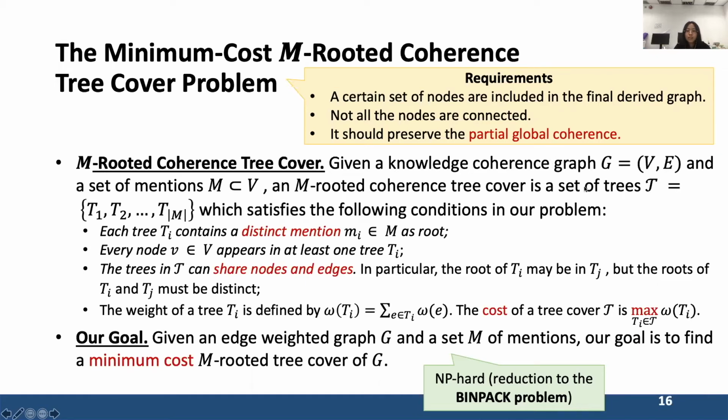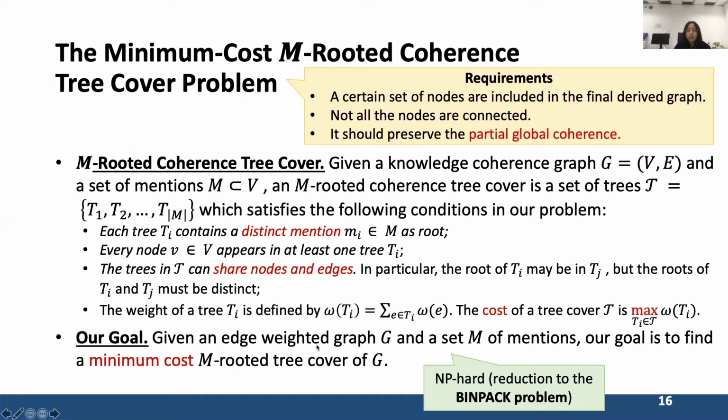To satisfy these requirements, we propose the following conditions in our problem. Each tree contains a distinct mention as its root, and each node appears in at least one tree, and the trees in the tree cover can share nodes and edges. We further set the weight of a tree as the total weight of its edges, while the cost of the tree cover is the maximum weight of its trees. Our goal is to find a minimum cost M-rooted tree cover. This problem is proven to be NP-hard by a reduction to the bin packing problem.